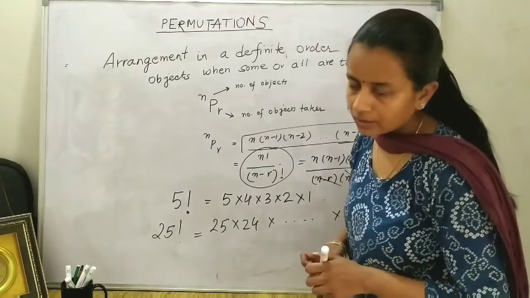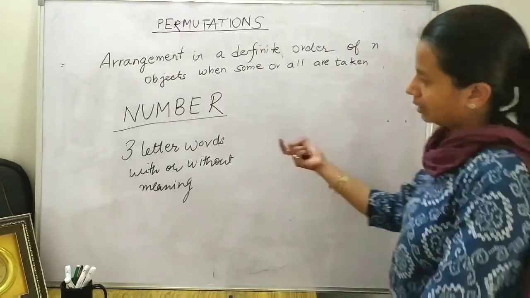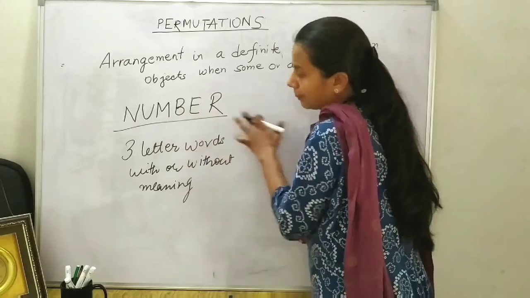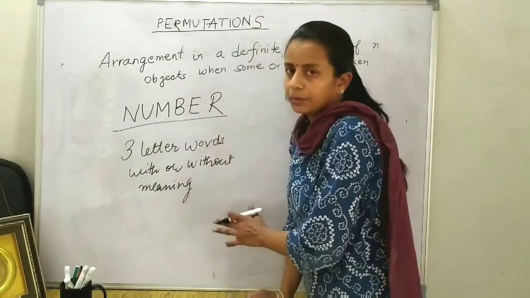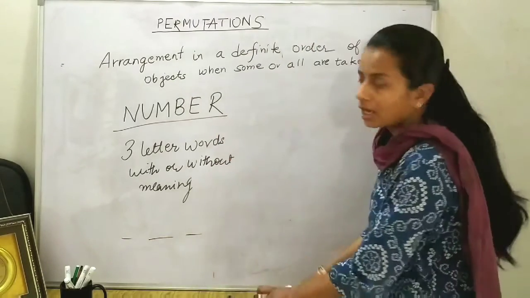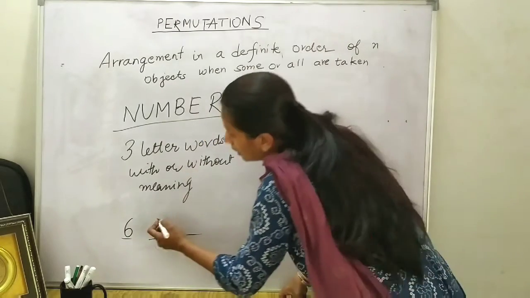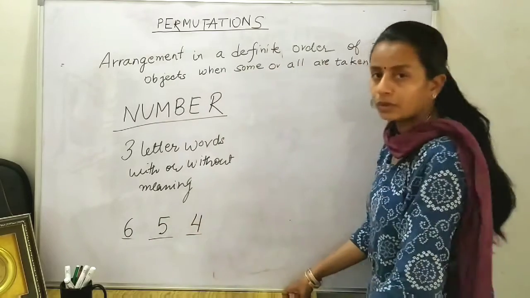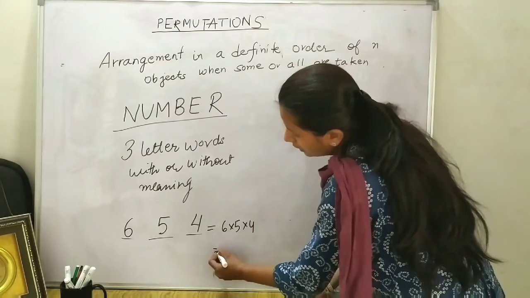Taking an example, suppose we have a 6-letter word. We have to make 3-letter words with or without meaning, with no repetition out of it. What we will do is, we will draw 3 places. We will fill the first place with 6 options. Second place can be filled with 5 options, and third can be filled with 4 options. So what we get is 6 into 5 into 4, that is 120.